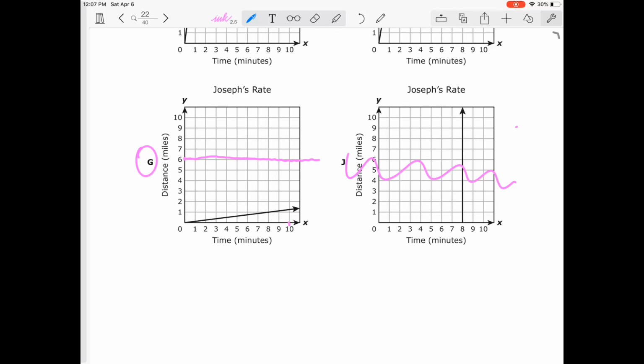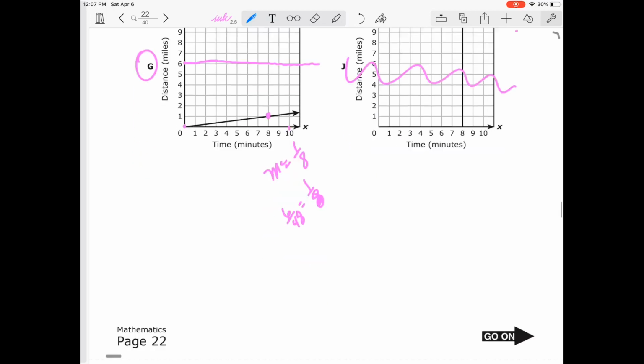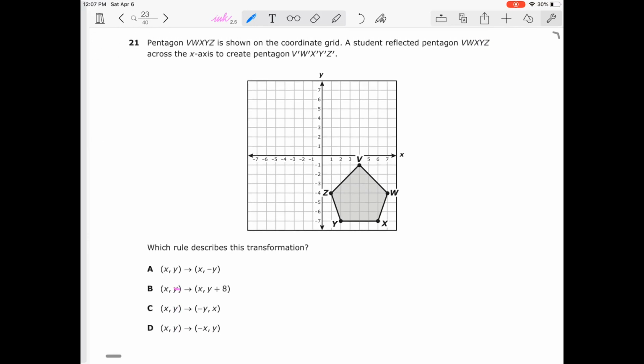But I can also look at my slope and think, does my slope make sense? I have my slope here, my m is equal to 1/8. All right, 6 divided by 48 gives me a slope of 1/8. So 6 divided by 48 does equal 1/8. So that lets me know that that's definitely my graph. Let's go to number 21.